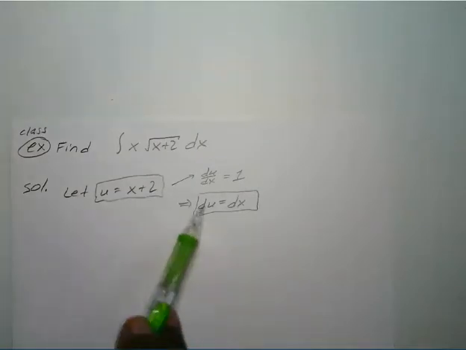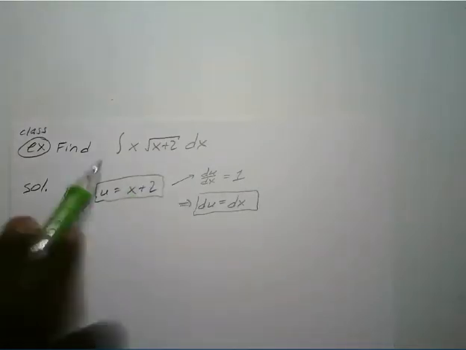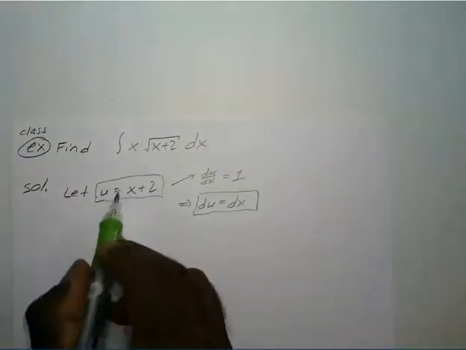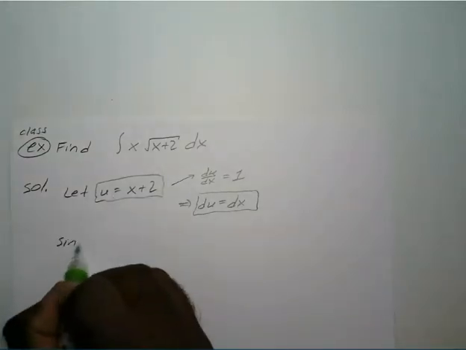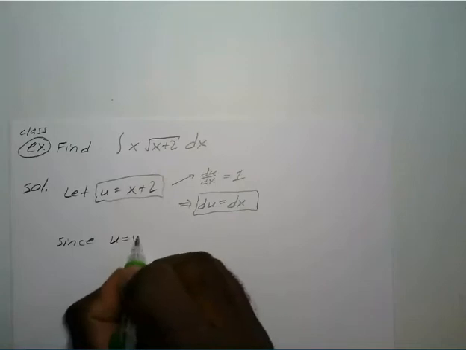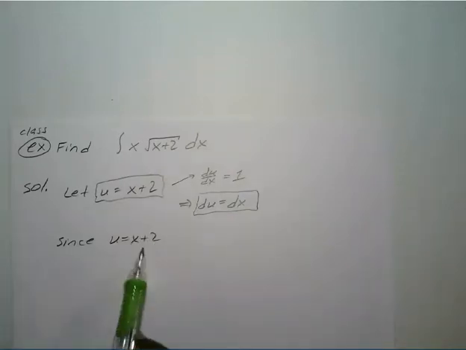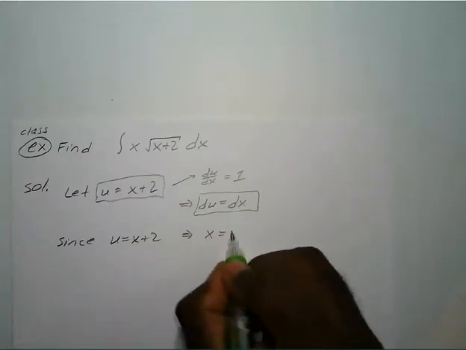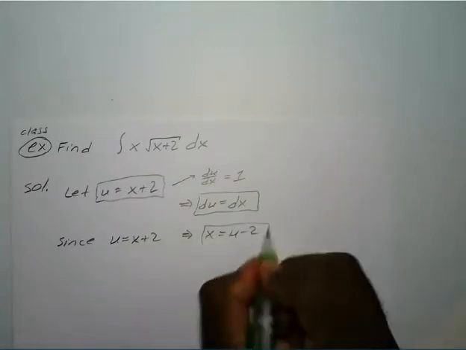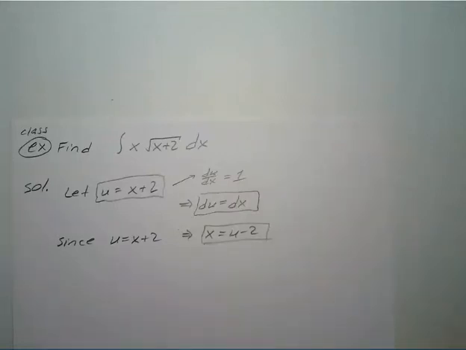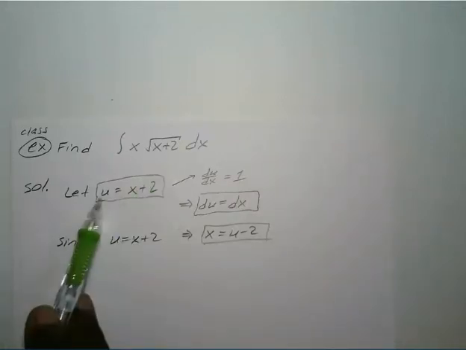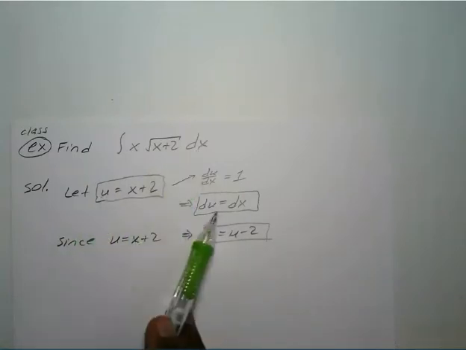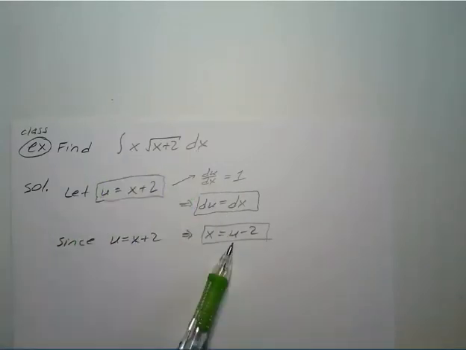Again, if you try substituting these, it wouldn't work out because you still have that x. But we see here that since u is equal to x plus 2, if we subtract 2 on both sides, that means that x is equal to u minus 2. So we have our x plus 2 that we change to a u term, our dx that we change to a u term, and our x that we change to a u term. So we should be able to integrate with respect to u after doing that.